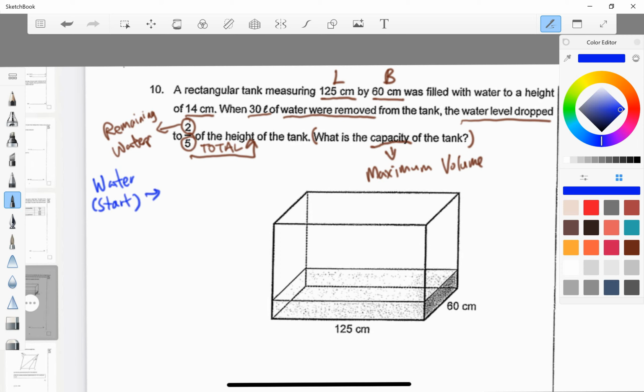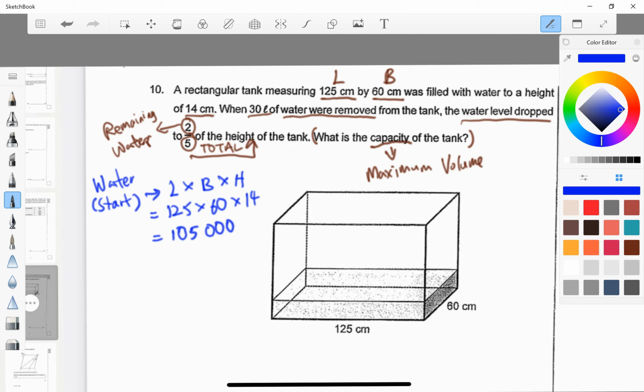If you recall your formula for volume, it's length times breadth times height. I'm writing down the equation using blue ink. Length times breadth times height. I will use 125 multiplied by 60 multiplied by 14, because that is the original amount of water in the tank. Let me work it out using my calculator. And my answer will be 105,000. Wow, that is a lot of water.